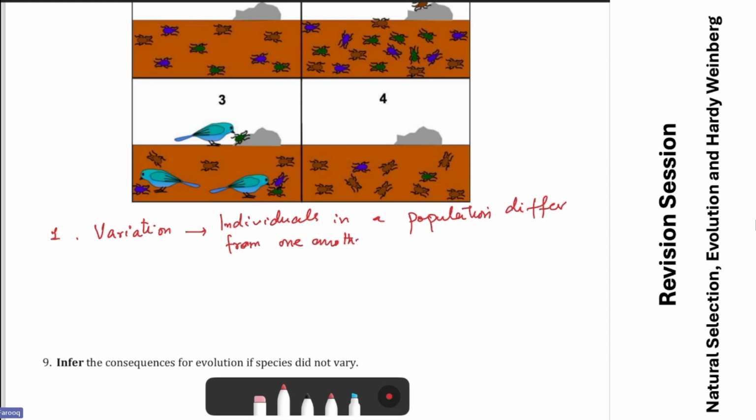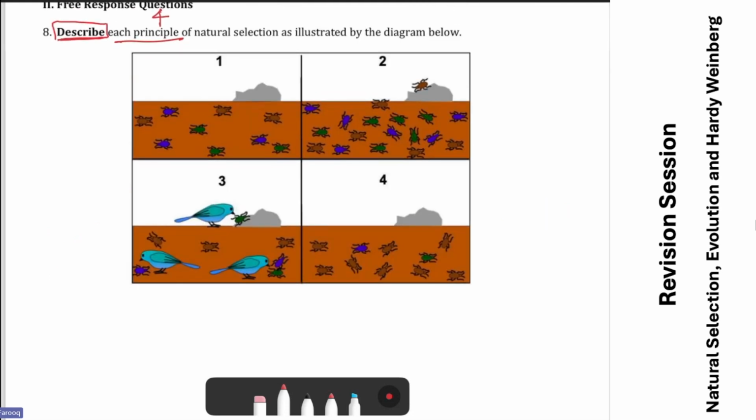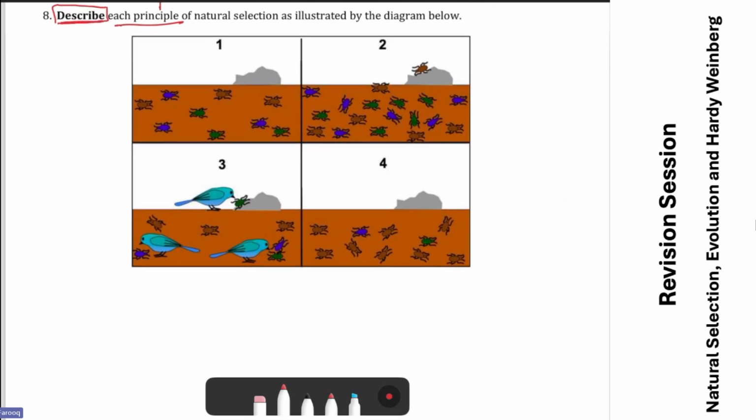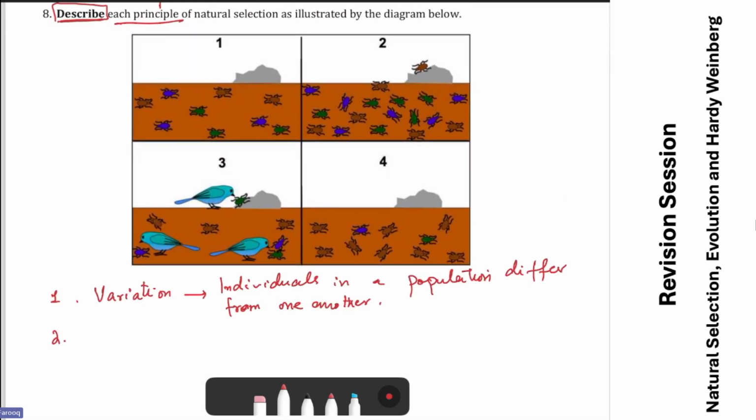Now we will move to picture number 2, and picture number 2 shows that something is happening: the number is increasing. In picture 1, the number was less, but in picture 2, the number is more. So this is overproduction. And you can say that organisms reproduce. By the way, you can bring these statements from the previous MCQs.